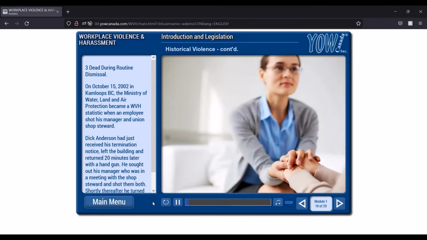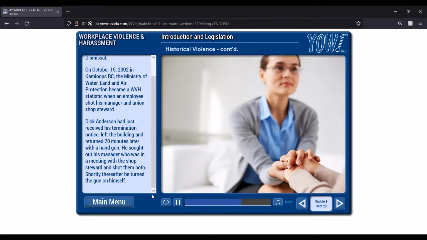3 dead during routine dismissal. On October 15, 2002, in Kamloops, BC, the Ministry of Water, Land and Air Protection became a WVH statistic when an employee shot his manager and union shop steward. Dick Anderson had just received his termination notice, left the building, and returned 20 minutes later with a handgun. He sought out his manager, who was in a meeting with the shop steward, and shot them both. Shortly thereafter, he turned the gun on himself.